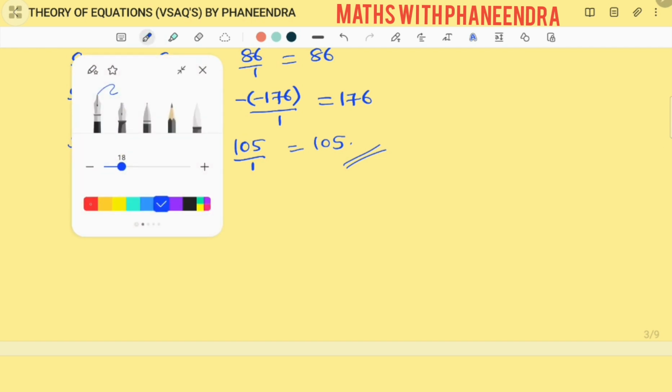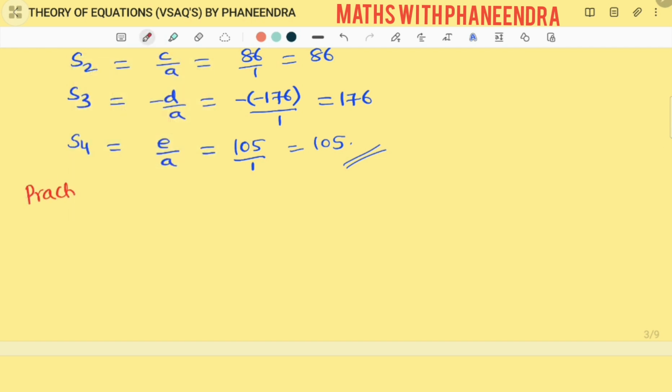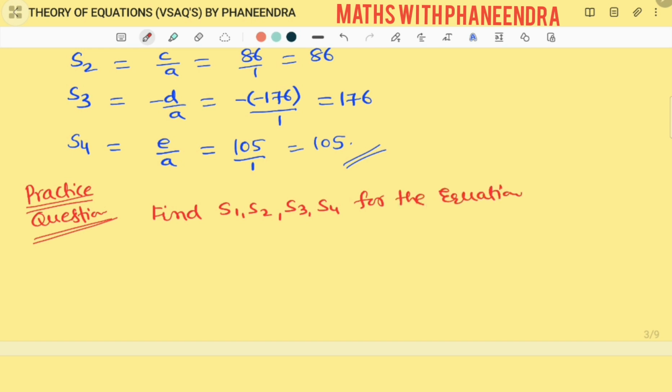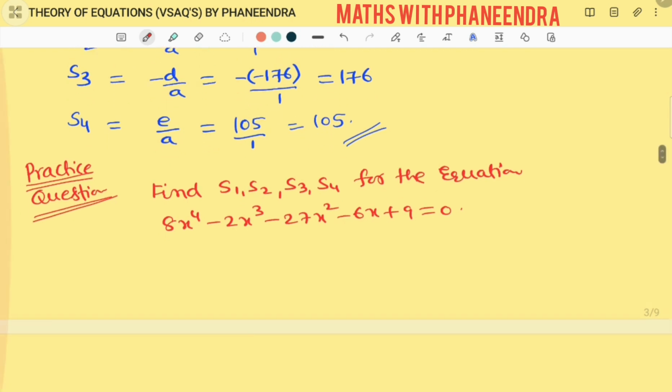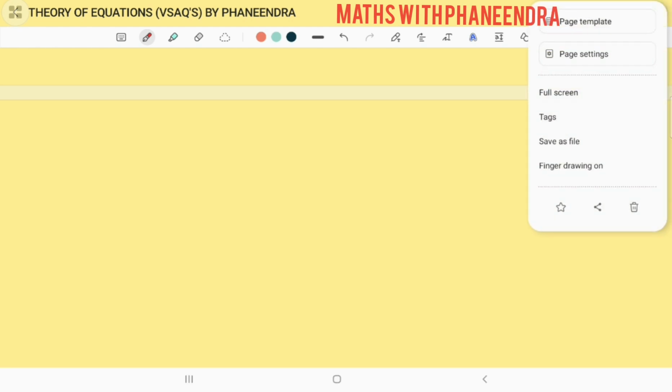So another example for practice question. Find S1, S2, S3, S4 for the equation 8x power 4 minus 2x power 3 minus 27x square minus 6x plus 9 equal to 0. You have to do these, students. The coming questions are very, very important for 2 marks.